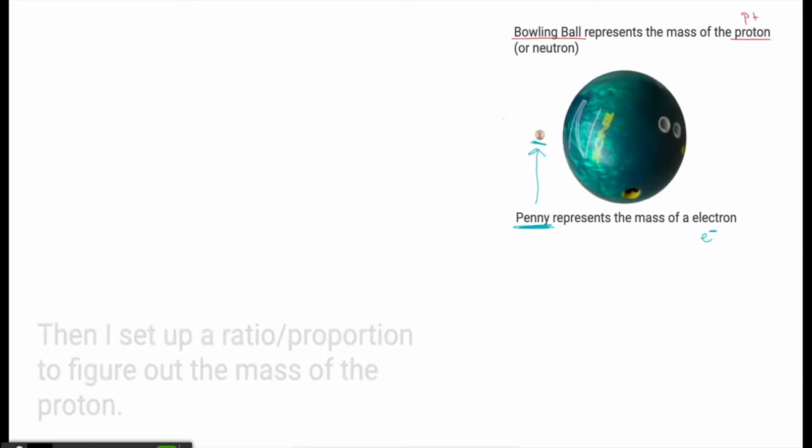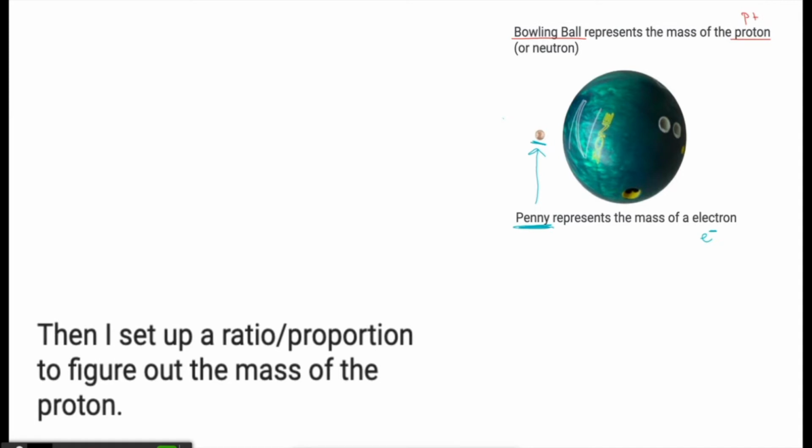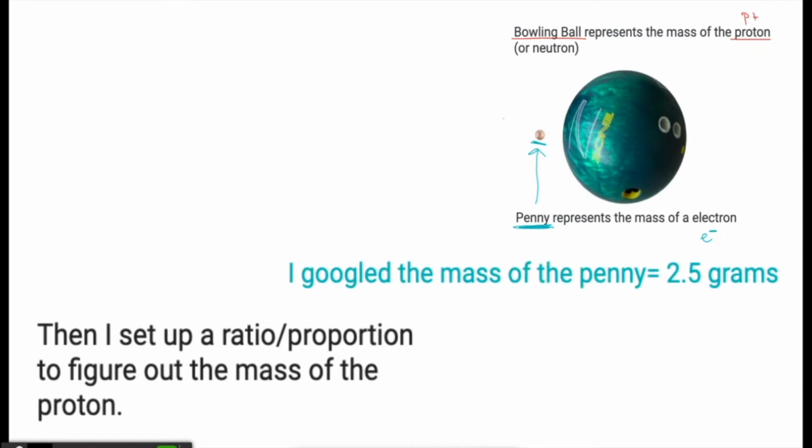So this shows up. Here's how I did the calculation, okay? I set up a ratio or proportion to figure out the mass of the proton. What I'd recommend you do for this scenario is figure out what you want to be small. You're going to make your own up. I did a penny. Do something that's personal to you, something small and personal to you. That's going to represent the electron, okay?